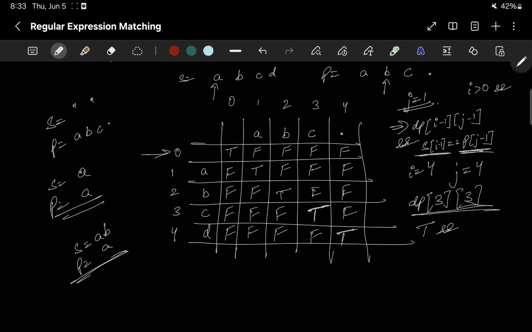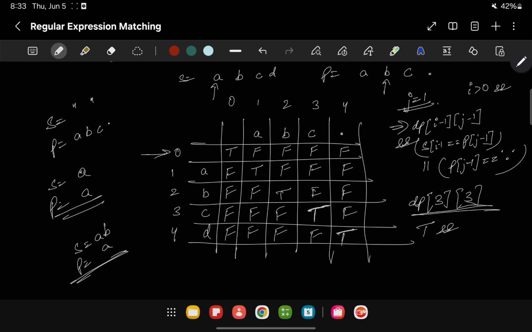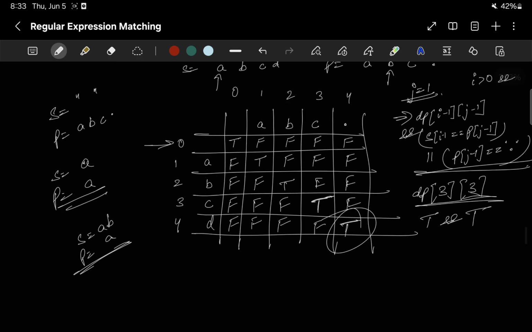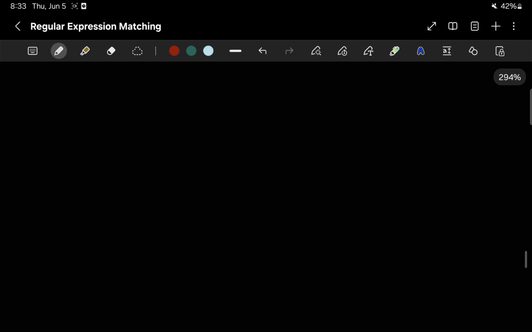They are not equal. But at the same time, along with this, we will have one more condition. If these are equal, or if p of j minus 1 is a dot, then also this is true, right? So we get true, and hence this true comes. Okay, this is one condition, which was if p of j minus 1 is not a star. What about if it was a star? If it is a star, then we will have to do something else, just a little different.